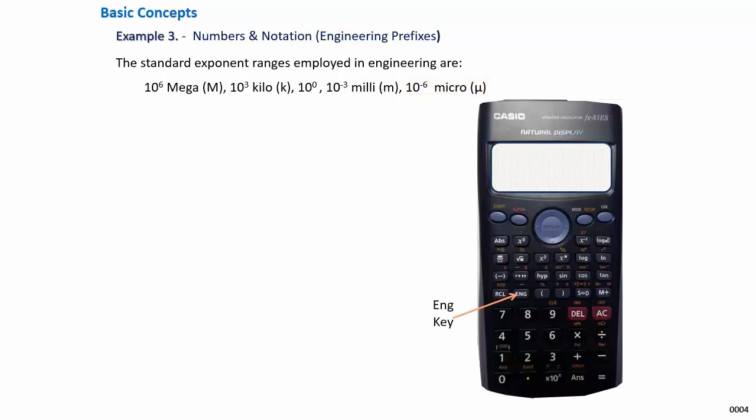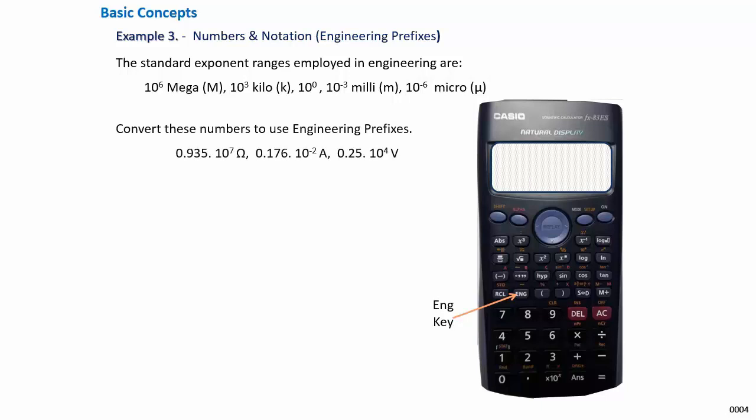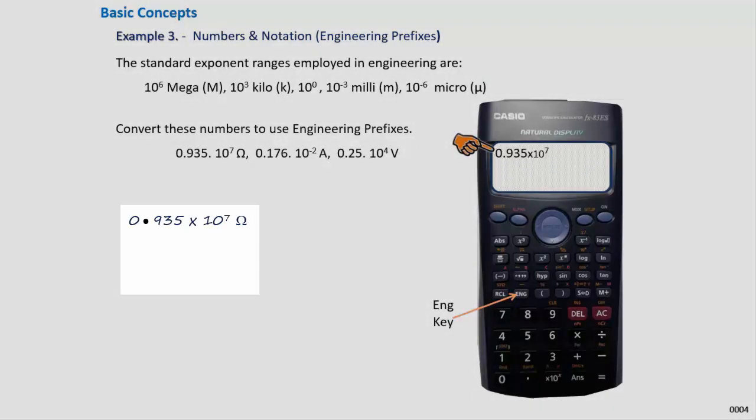To convert a number to a standard exponent, you can use the ENG key on your calculator. Simply enter the number into your calculator and press ENG. Convert these numbers to use engineering prefixes. Taking the first number, 0.935 times 10 to the power 7, becomes 9.35 times 10 to the power 6, or 9.35 megohms.